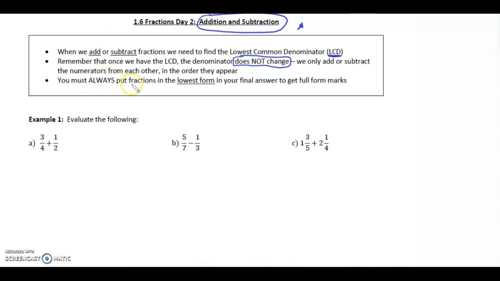Okay? You must always put fractions in the lowest form in your final answer to get full form marks. Okay? AKA, you get marks off if answers are not in the lowest forms. So let's start. There's only 3 examples here, and there's a couple word problems.